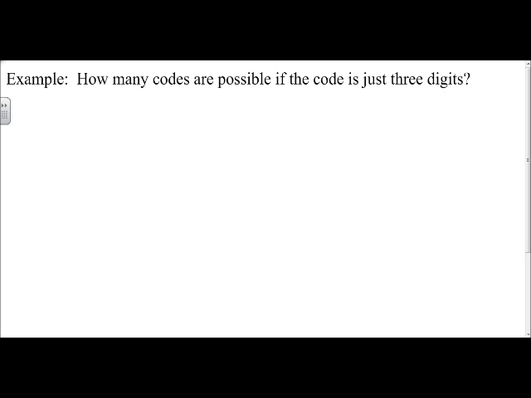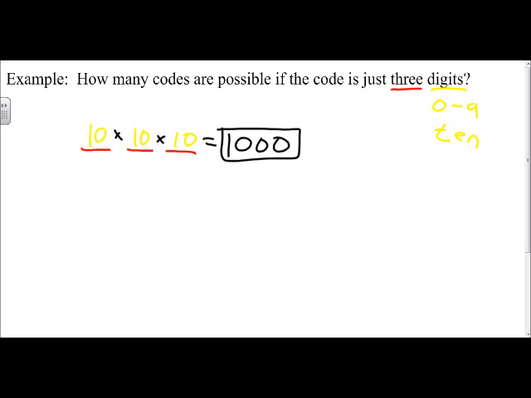So now we're going to get to an example when there are more than 2. In this case, we're looking at 3 digits, a code of 3 digits. So if there are 3 of them, 1, 2, 3, and because they are digits, remember that's 0 through 9, so there are 10 possible. So there could be 10 right here, 10 different ones right here, or 10 different ones right here. So if we multiply those together, 10 times 10 times 10 is actually going to be 1,000. So there are 1,000 possible combinations of 3-digit codes.